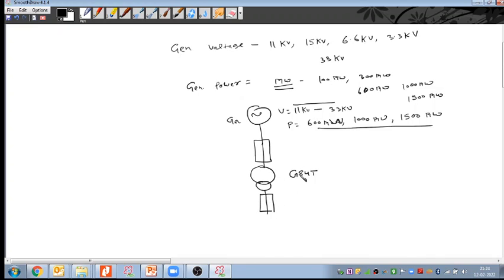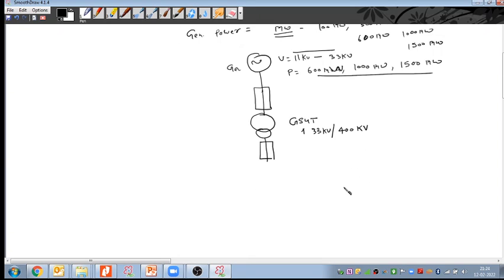We step up the voltage: we take the 11 kilovolts or 33 kilovolts that we have generated, and step it up to 400 kilovolts or 220 kilovolts, based on how much power we are going to transmit and how much length we are going to transmit it. Then this 400 kilovolts we feed to the electrical bus, or we can feed it directly to the grid. From here we take a 400 kilovolt line, with associated switchgear, and then we transmit.